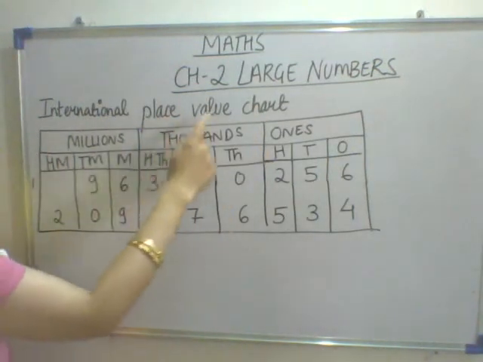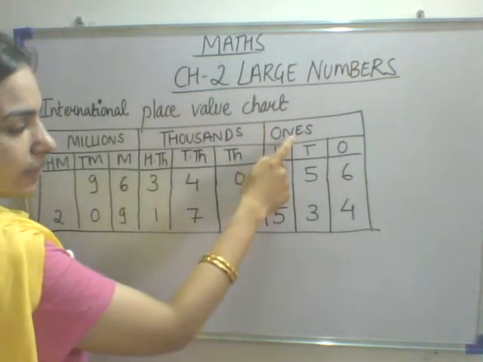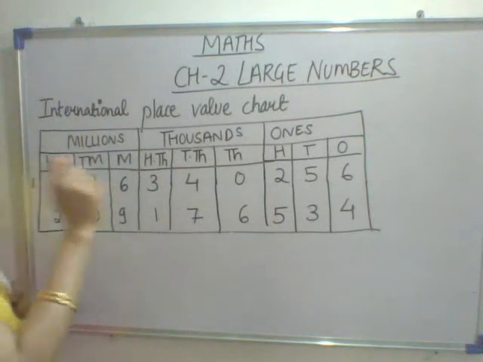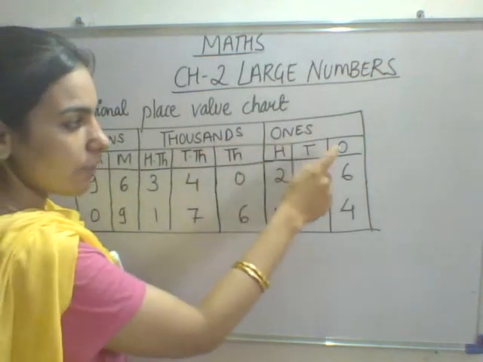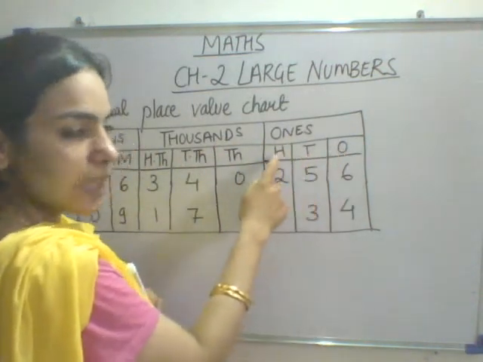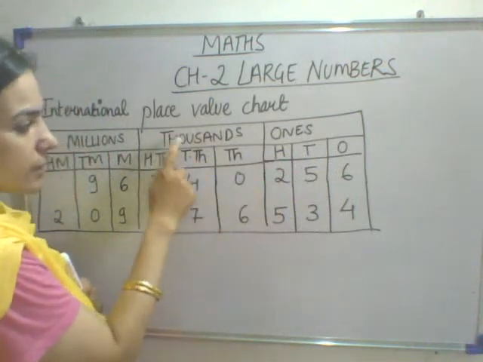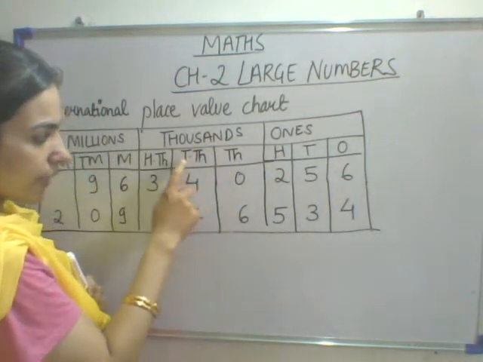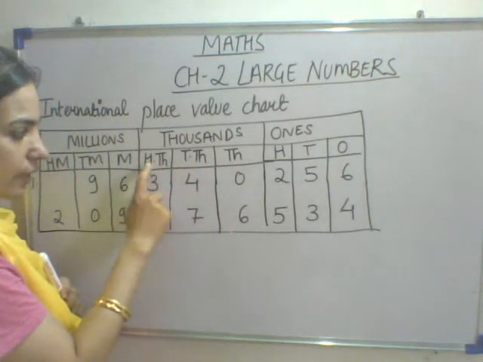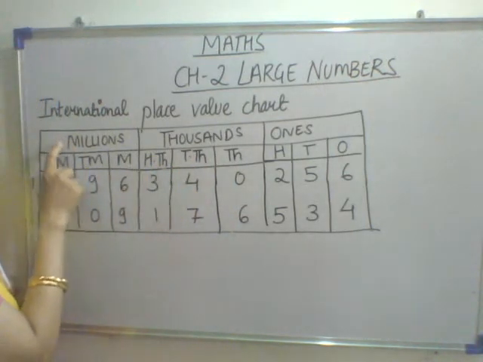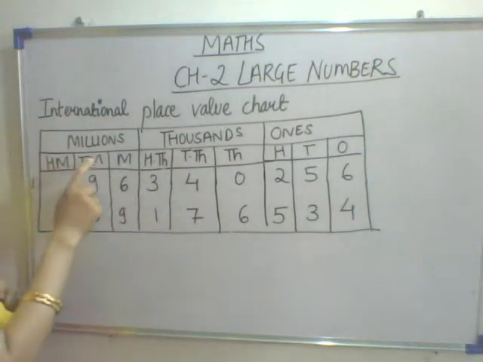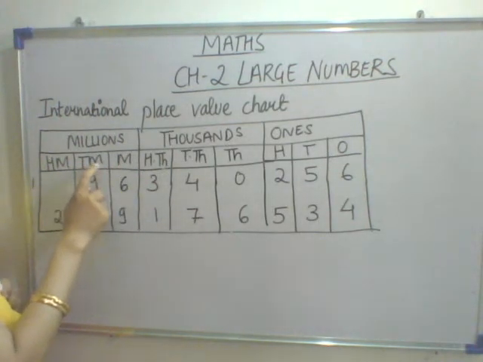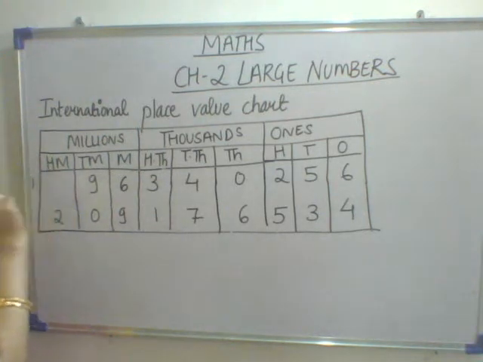The international place value chart contains ones, thousand and millions periods. The ones period is further subdivided into ones, tens, hundred. Thousand is divided into 3 columns, that is thousand, 10,000, 100,000. The millions period is again subdivided into 3 columns, that is million, 10 million and 100 million.